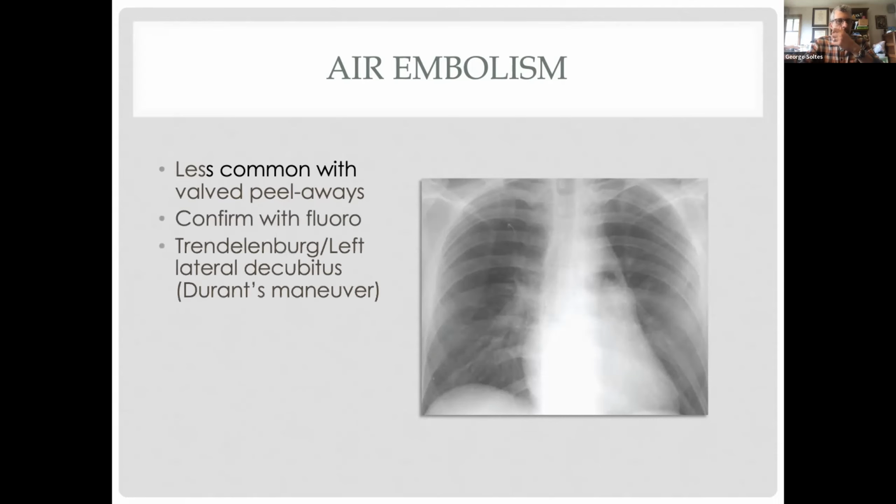If it's symptomatic and if it hasn't already gotten into the pulmonary artery, you can do what's called a Durant's maneuver, which is Trendelenburg and left lateral decubitus to try to prevent an airlock. However, usually by the time you see it, it's already bubbled its way through to the pulmonary artery, like you see in this one here in the pulmonary outflow tract right there.